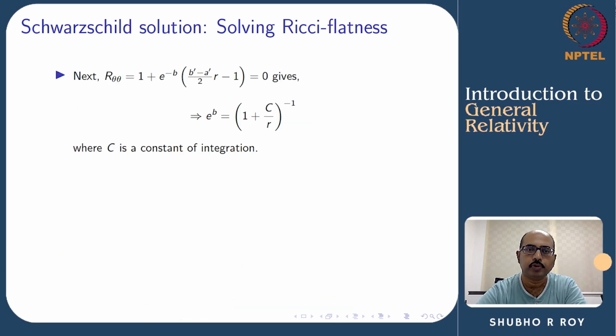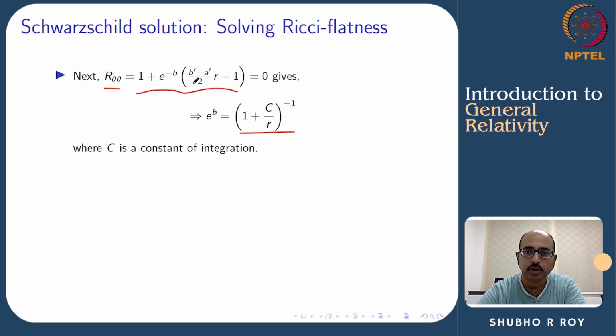Okay, let's move on. So next we can look at the R theta theta condition, or theta theta component. In this case, this component looks something like this, and demanding it vanish, and the fact that A prime is minus B prime, we can solve for e to the B completely. This ODE can be solved very easily for B. And it turns out exponential of B is given by this: 1 plus C over R, the whole thing raised to the minus 1. Okay? And C is the constant of integration.